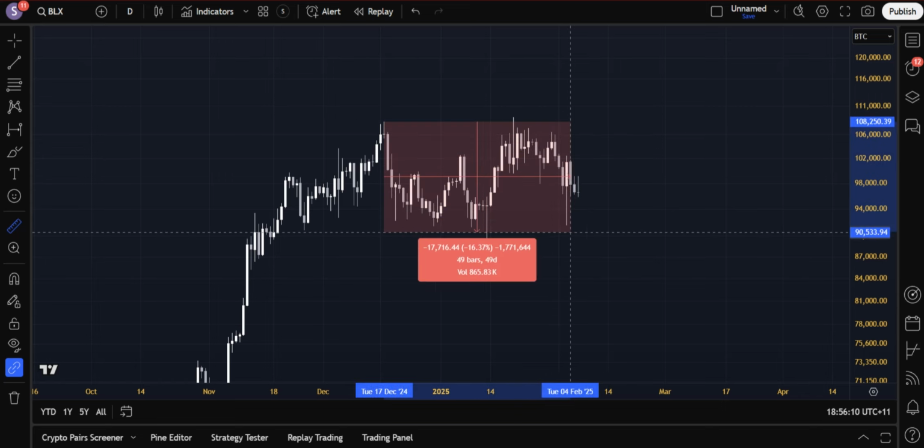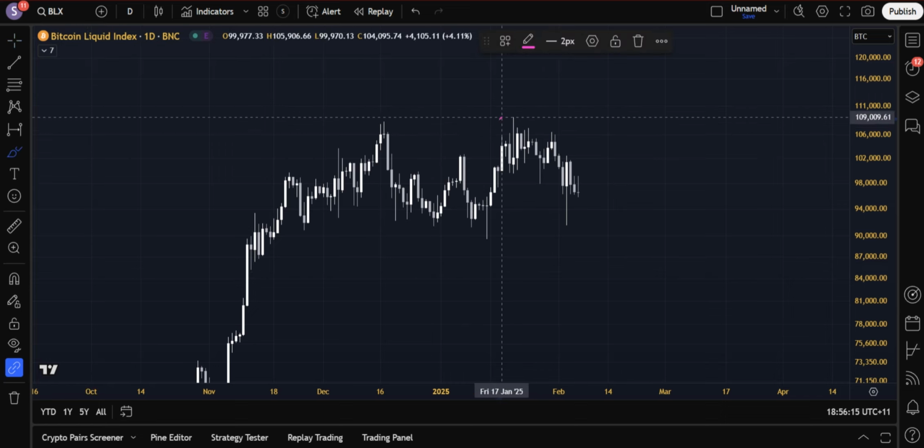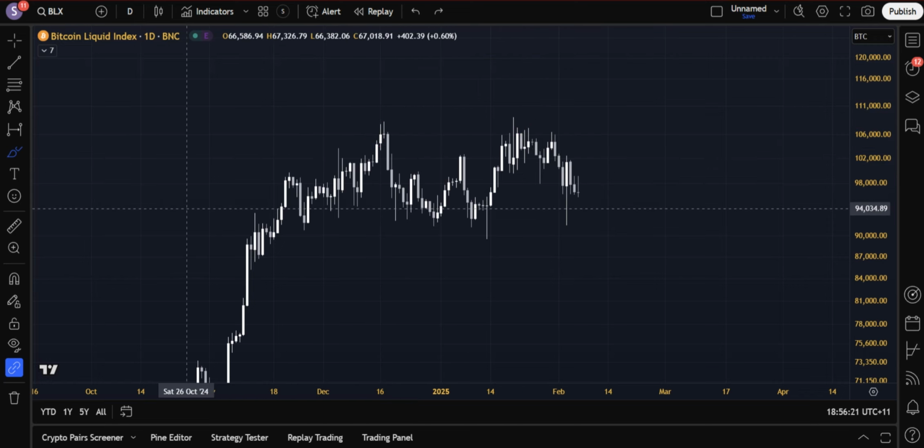Okay, and we can say, oh yeah, we've been consolidating or correcting for 51 days. The problem is, this was higher than this one here. So this recent peak was actually higher than the first peak here, and so it leads to some discrepancies. And I would say that's actually an incorrect way to measure the range. I would say we measure how long we've been ranging from when we entered the range.